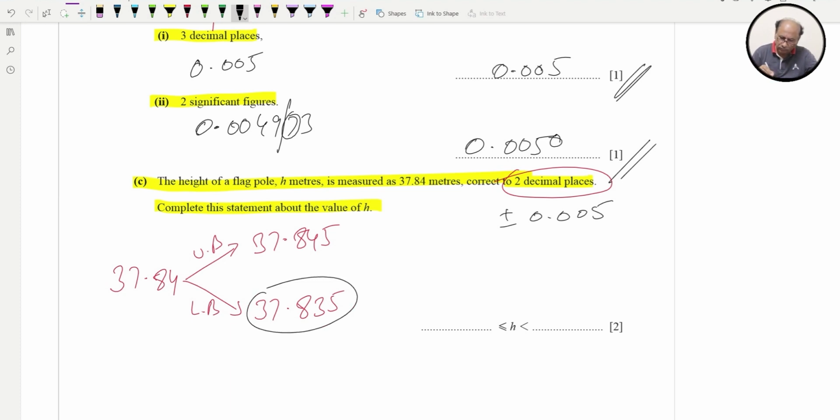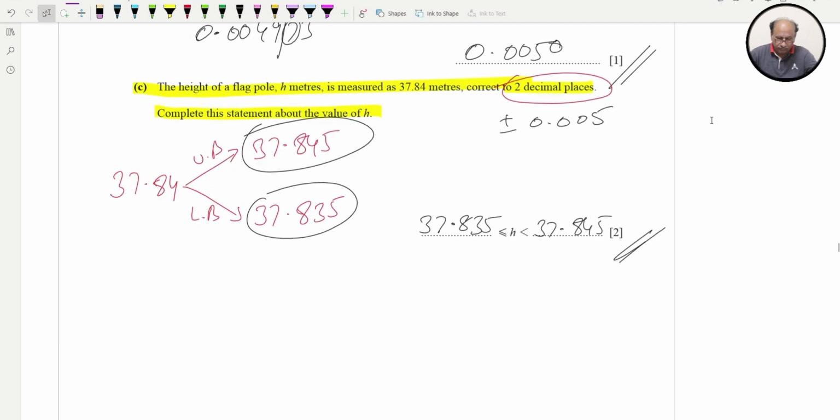This is the lower bound, and this will be 37.835, and the upper bound will be this one, which is 37.845, and this is a 2-mark question. Keep in mind, you cannot switch these two terms, because otherwise the signs will not be proper, and you will not get 2 marks if you switch these two directions. Hopefully the point is clear.